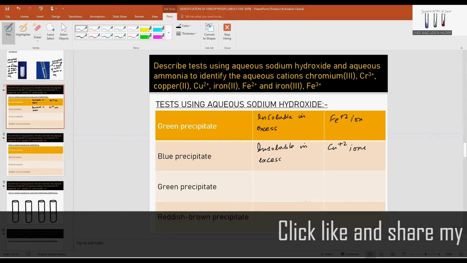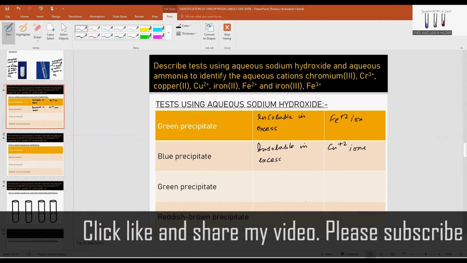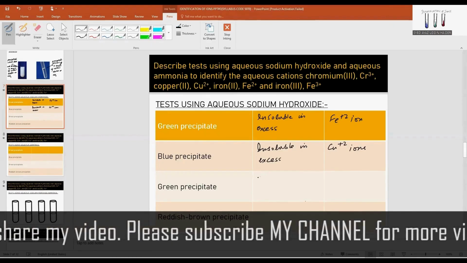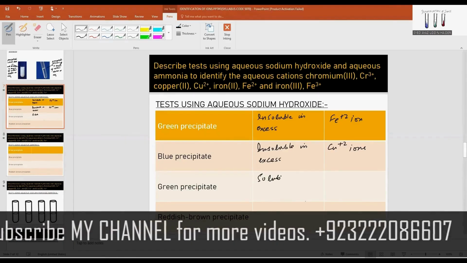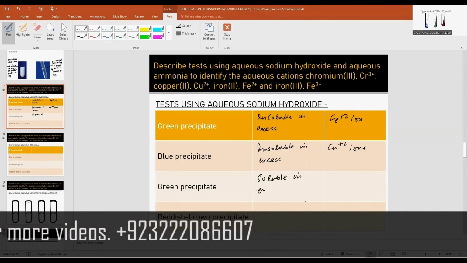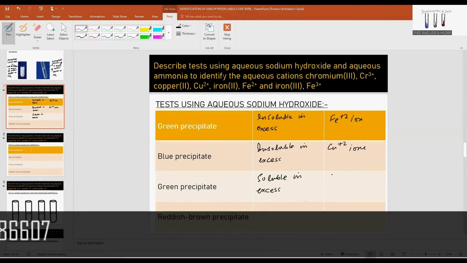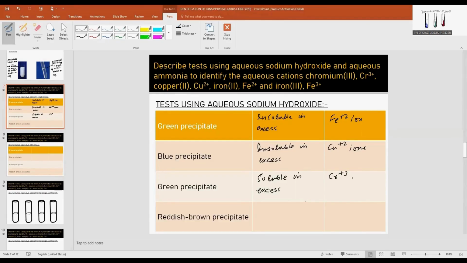Again, you are getting green or gray-green precipitate, but this time if it is soluble in excess, then it must contain Cr3+ ions. Reddish brown precipitate insoluble in excess indicates the presence of Fe3+ ions.